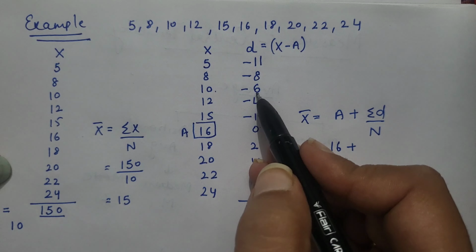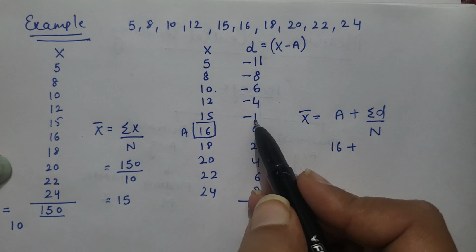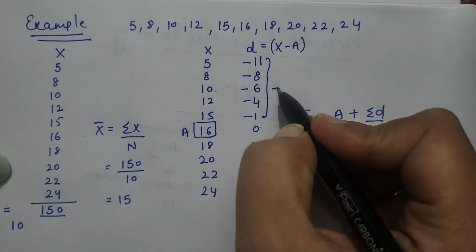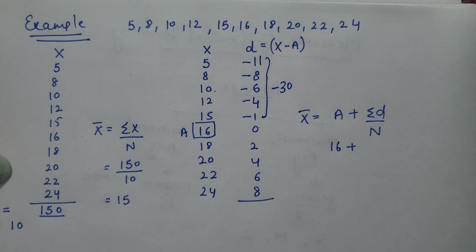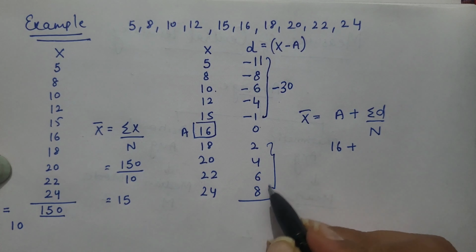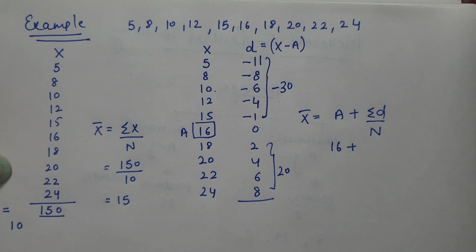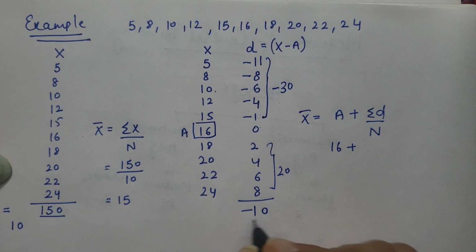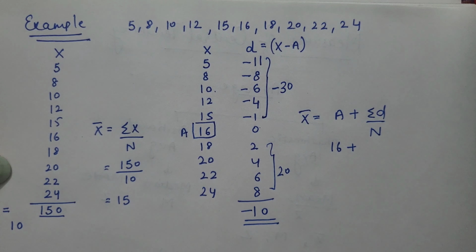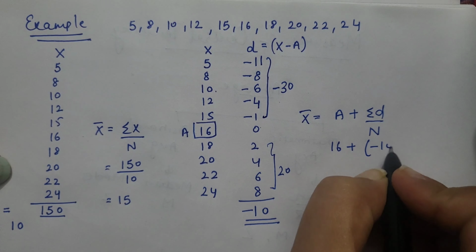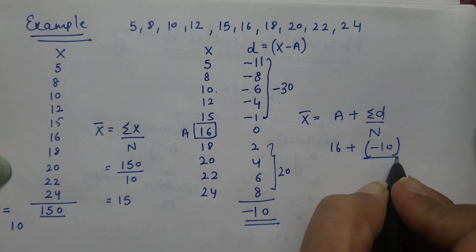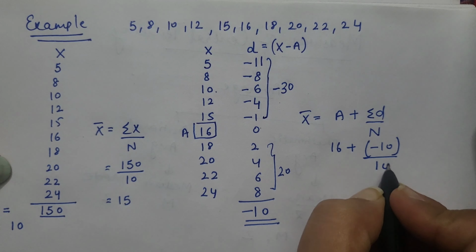11, 8, 19, 6, 25, 4, 29, 130. These items are minus 30 and 2, 4, 6, 6, 12, 8, 20. So, the sum of this column is minus 10. I will take minus 10 with the help of a bracket here and the number of observations are 10.